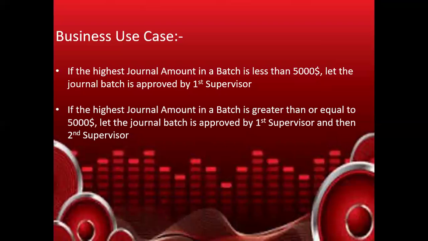Let me take a business use case. My use case is if the highest journal amount in a batch is say less than $5,000, let the general batch be approved by the first supervisor. And if the highest journal amount in a batch is greater than or equal to $5,000, let the general batch be approved by the first supervisor as well as the second supervisor. Okay, so this is my business use case.